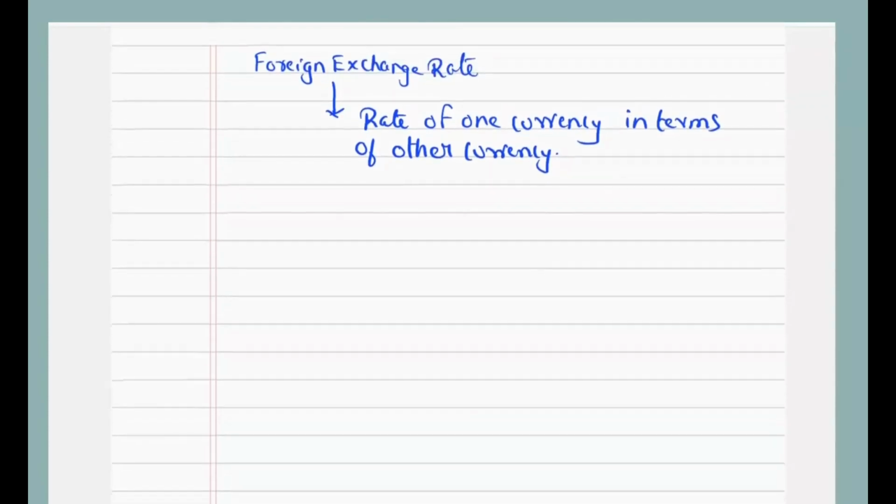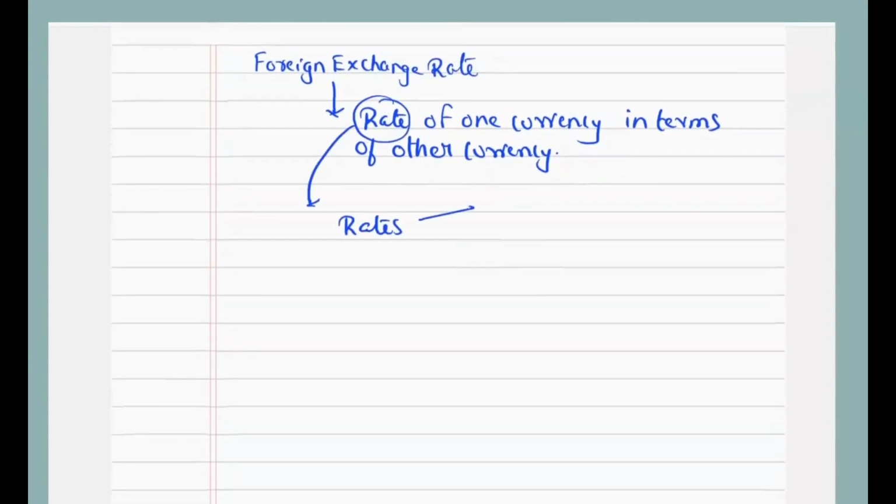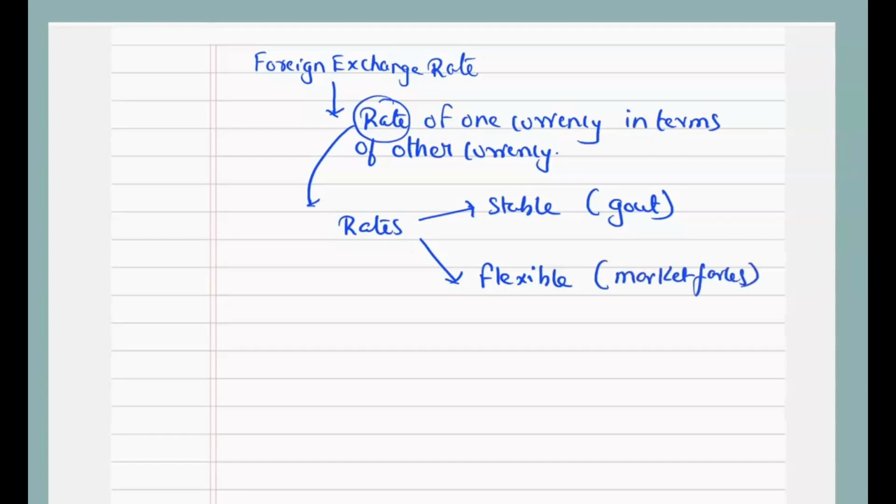Now, when we talk about the rates, they could be stable. In earlier years the rate was stable because it was under government control. Now you find the rates are flexible, or they keep changing continuously. Here the market forces are responsible for the change in the rates. Market forces refer to the demand and supply of the currency in the market.